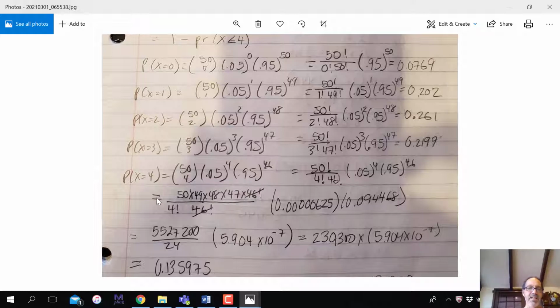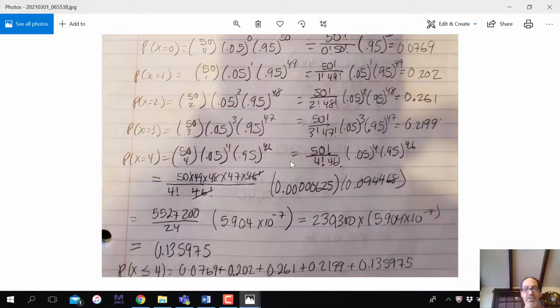Now for p is equal to 4, I worked this out completely just to give you a refresher on how to do this. When x is equal to 4, we have 50 choose 4 times the probability p, 0.05, raised to the 4. It's always raised to whatever x is. So this is n choose x, right? n is 50, x is 4. And then the second part is n minus x, so 50 minus 4 is 46.